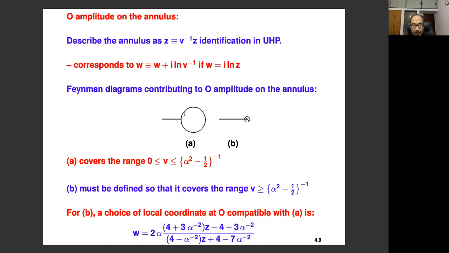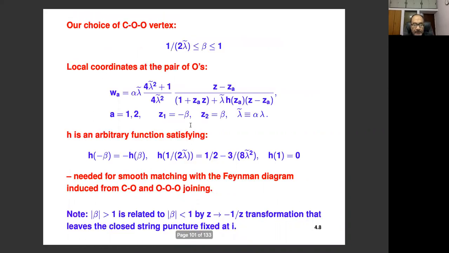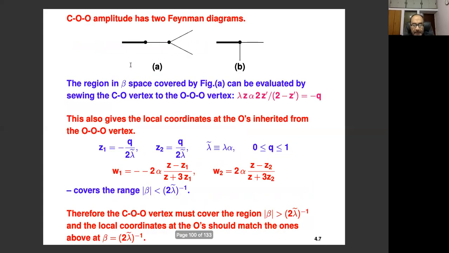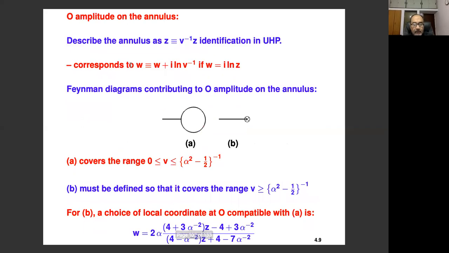So here basically you take a 3-punctured disk, a disk with 3 open string punctures, and glue 2 of the open string punctures to each other. In fact we described this on the first day. The only difference is that this time you have to do it with the specific choice of local coordinates that we described here. So suppose you want to glue the puncture at z equal to 0 with the puncture at z equal to 1, you have to use specific local coordinates as given here and determine which range of v it covers.